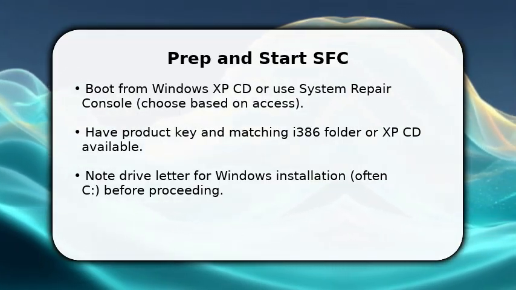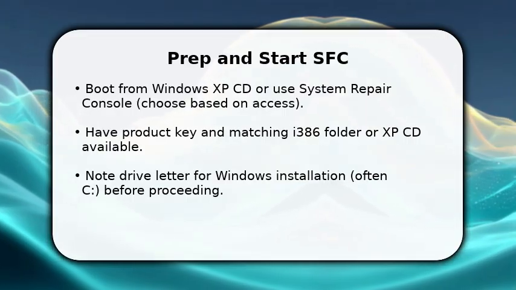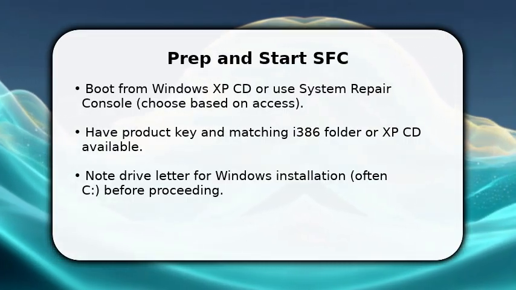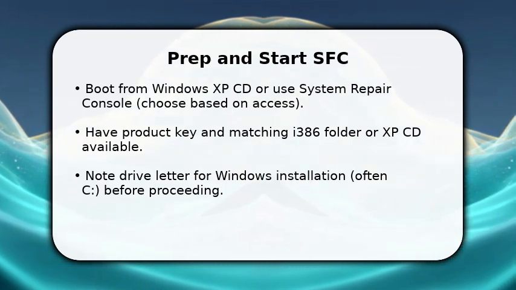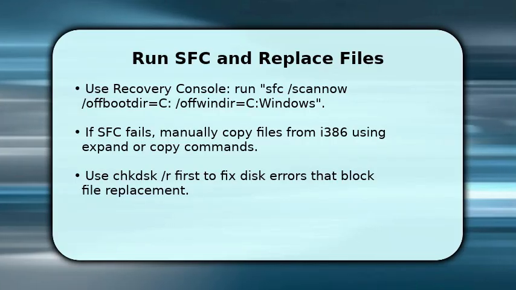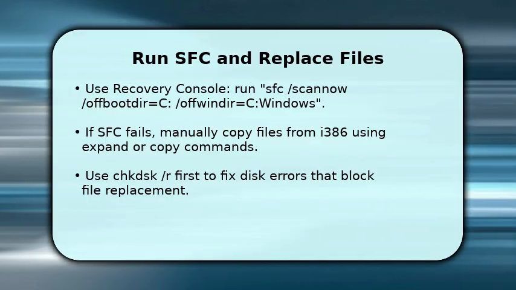Now insert the XP disk, press a key to boot. Then choose Repair using the recovery console, or use the CD to run System File Checker. You run System File Checker with /offbootdir and /offwindir parameters if running from external media. This forces repair of corrupted system files using the i386 source.